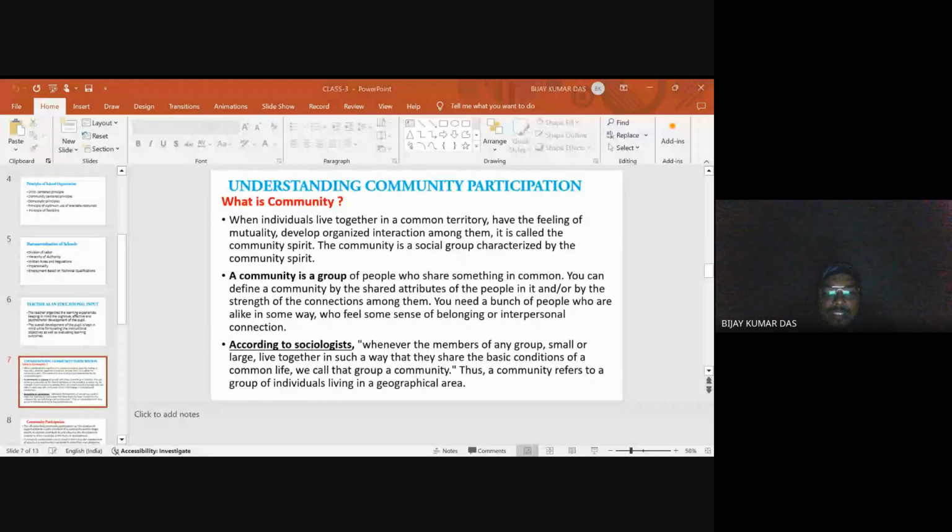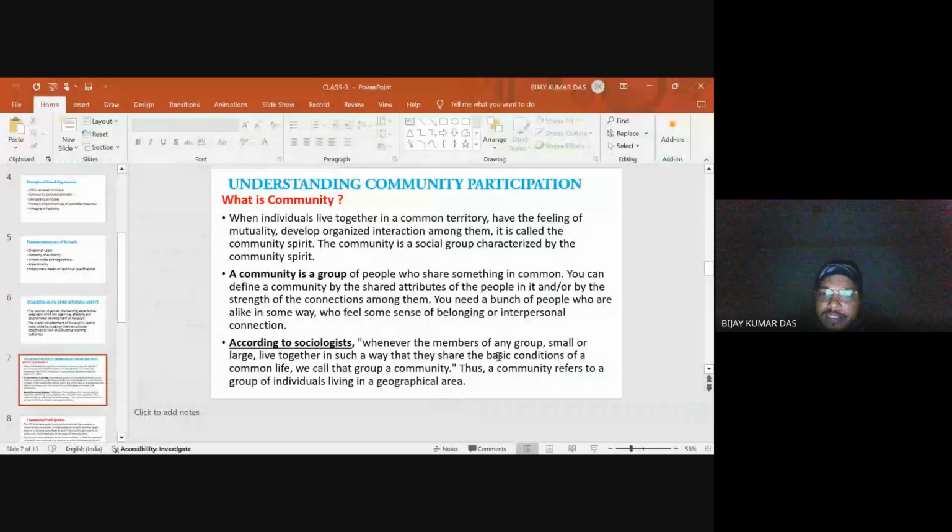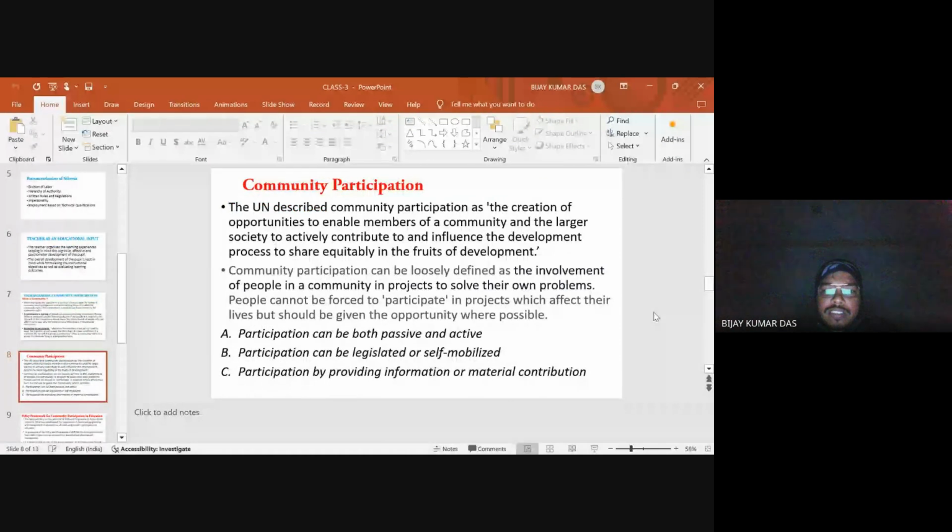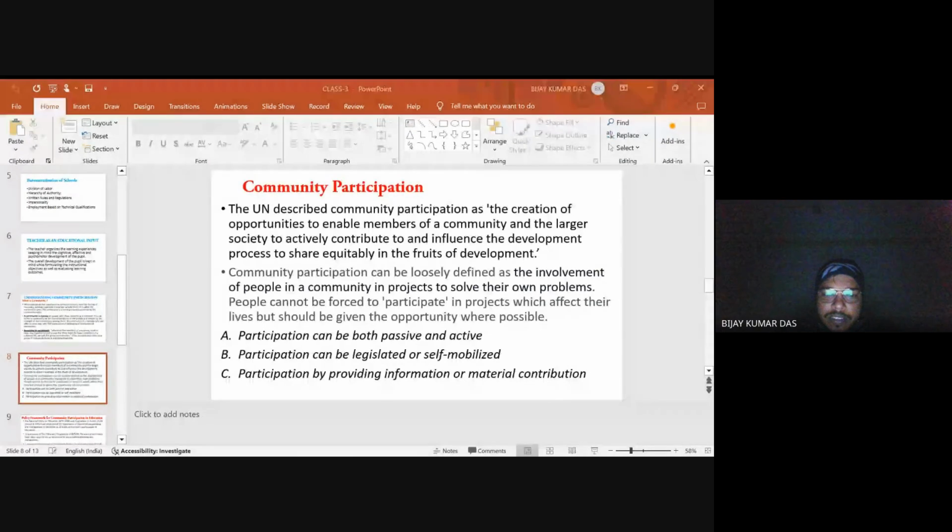So according to the sociologist, we got the point what actually the community is. Next, the community participation. The United Nations described community participation as the creation of opportunities to enable members of a community and the larger society to actively contribute to and influence the development process, to share equitably in the fruits of development, isn't it? So again, we can say that community participation can be loosely defined as the involvement of people in a community in projects to solve their own problems.